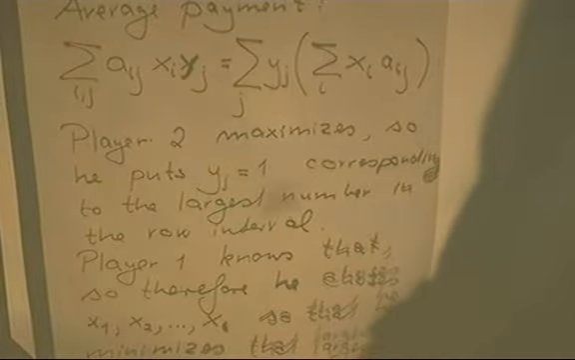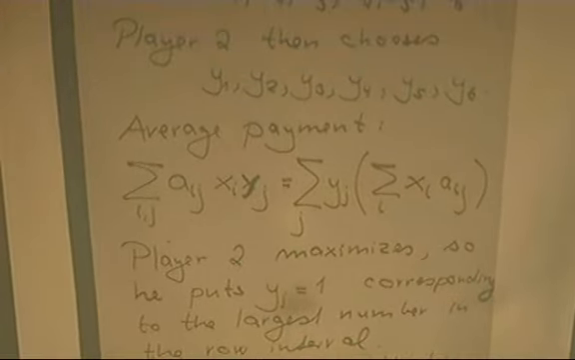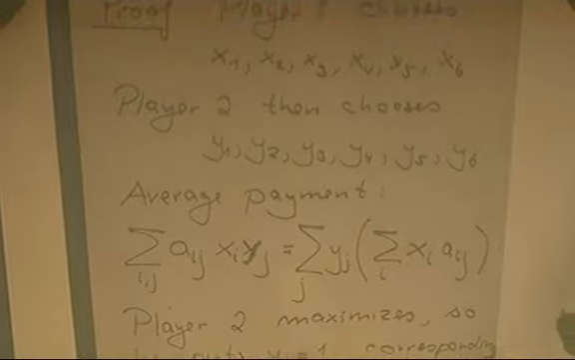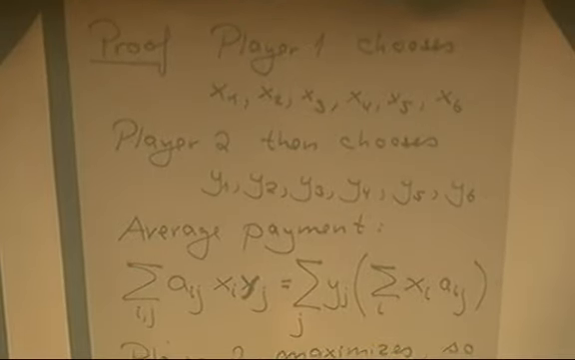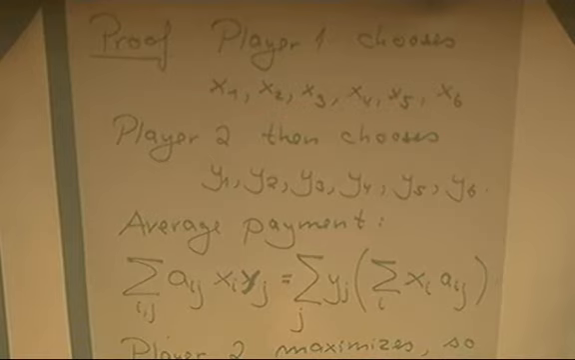So here is the proof, and it's just one transparency. So let us suppose that player 1 chooses these numbers. Then player 2 chooses these probabilities. And since probabilities are numbers between 0 and 1, and they add up to 1, we can think of them as coefficients in convex combinations. And we're going to do that. We're going to look at the average payment.